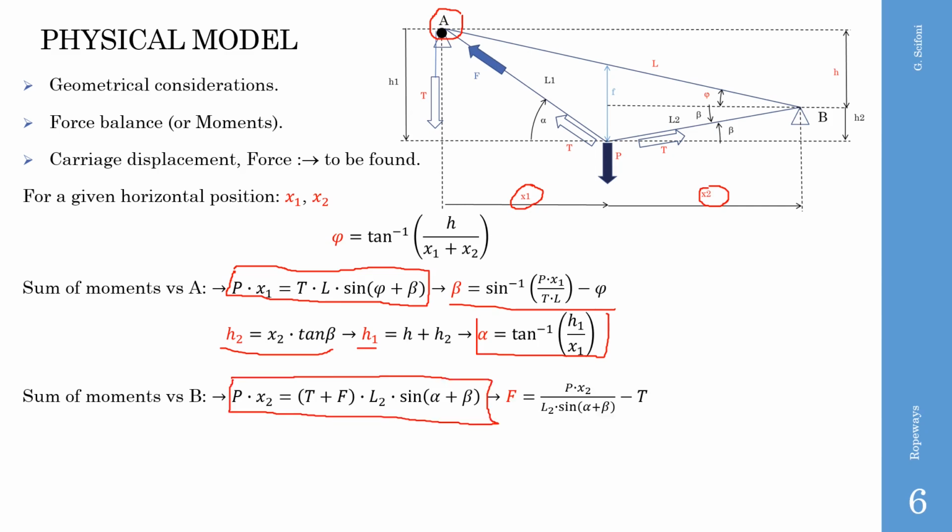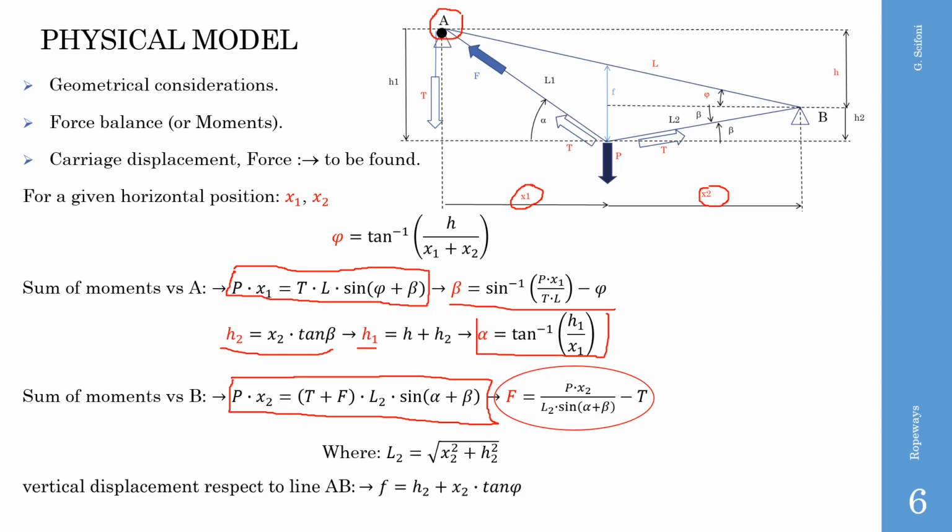We need just to solve this equation for capital F, and we are true, while L2 is the square root of x2 square plus h2 square. The vertical displacement of the load with respect to the segment AB, that is F, is given by this expression. We have to repeat the procedure for any other position of the load capital P.